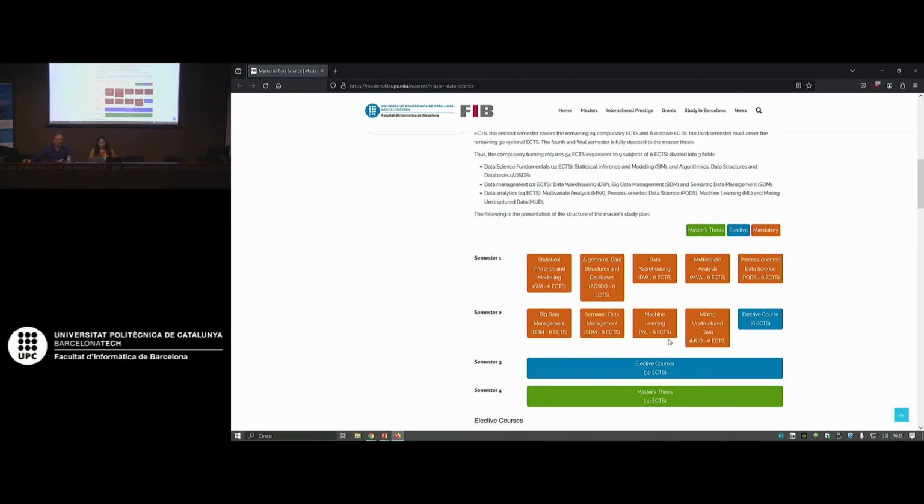Then, of course, a basic course on machine learning, and the mining of unstructured data. Typically, you cannot expect that all your data will be just structured. Sometimes you will find unstructured data like text. So how things change, how you should model these kinds of systems.